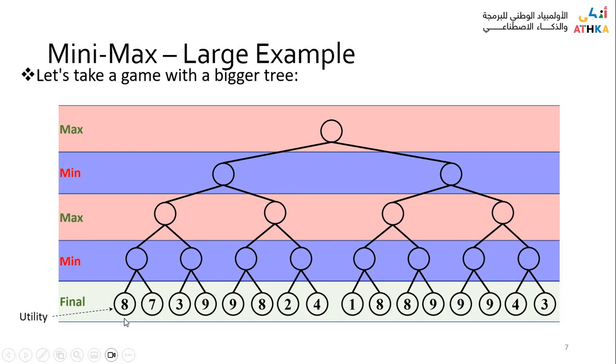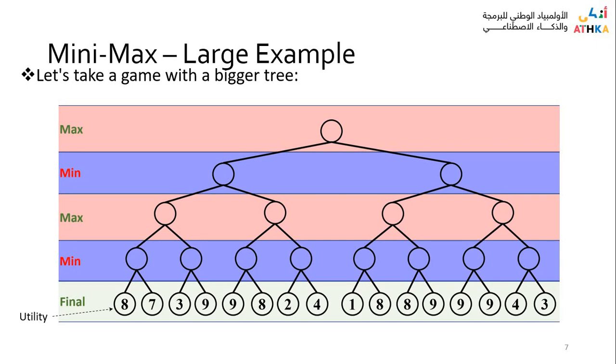So the final state over here has a utility of 8, this state has a utility of 7, this state has a utility of 3, this state has a utility of 9, going on for all the states as you can see over here on the slide. These are the utilities that you can get to. As you can see, the maximum utility is 9 and the minimum utility is 1. So the maximizer, if it doesn't do any type of calculation, will look at the maximum utility, which is 9, and the minimizer will look at the minimum utility, which is 1, and then the game can actually start.